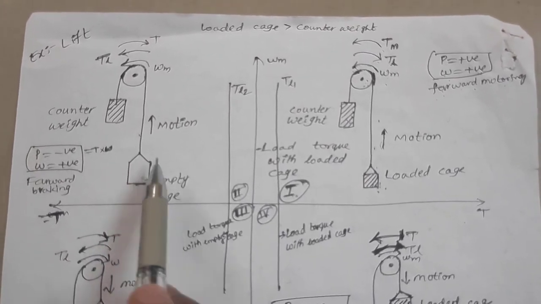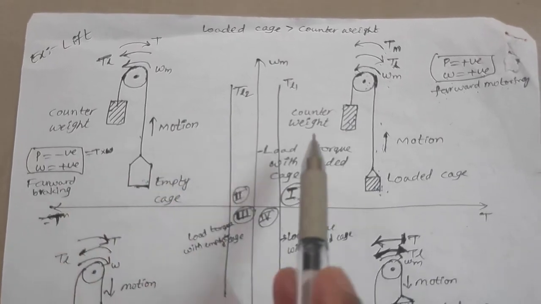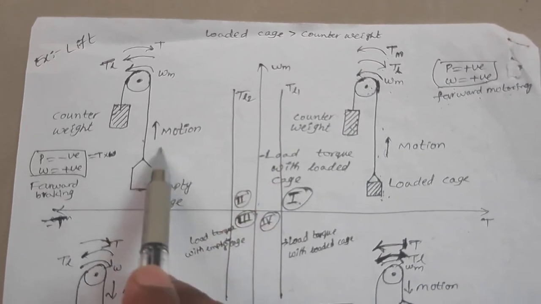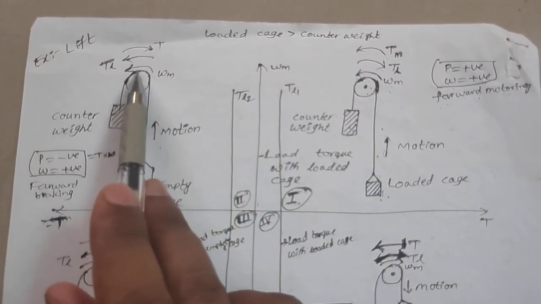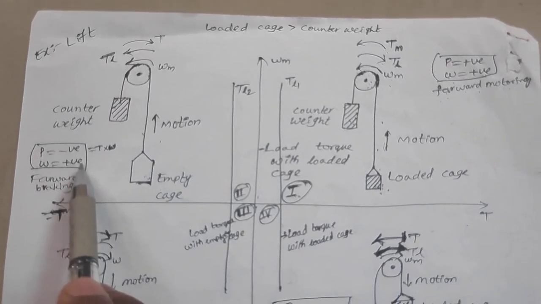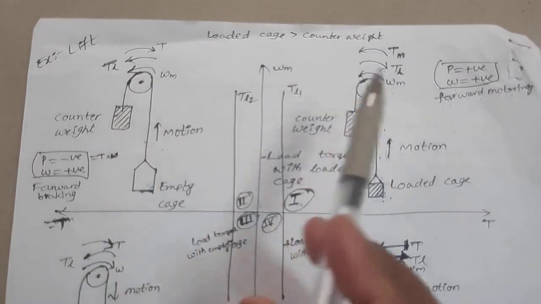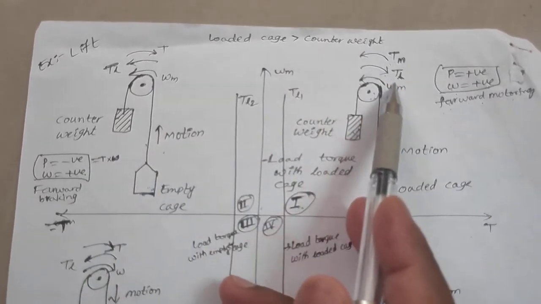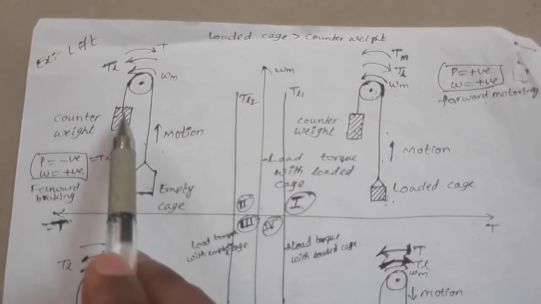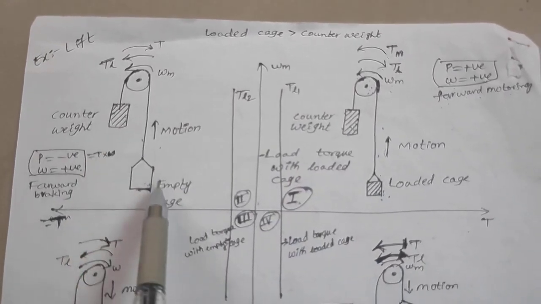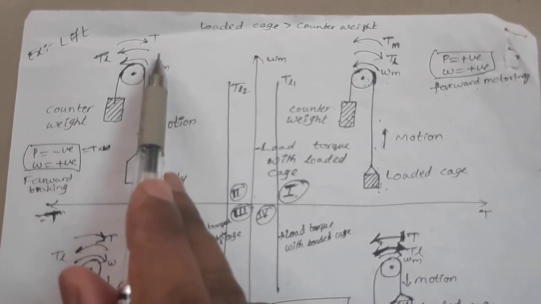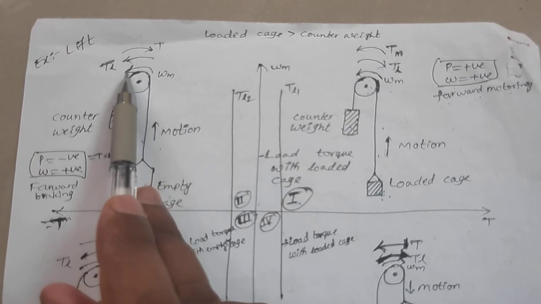If we take the empty cage, speed has not changed. Speed is on the positive axis, so speed is in the counterclockwise direction. That's why omega m is positive. Omega is positive only. But what will happen to the load torque? Earlier the load torque was in the clockwise direction, because the loaded cage was heavier than the counterweight. Here the counterweight is heavier than the empty cage. That's why here the load torque is in the counterclockwise direction.